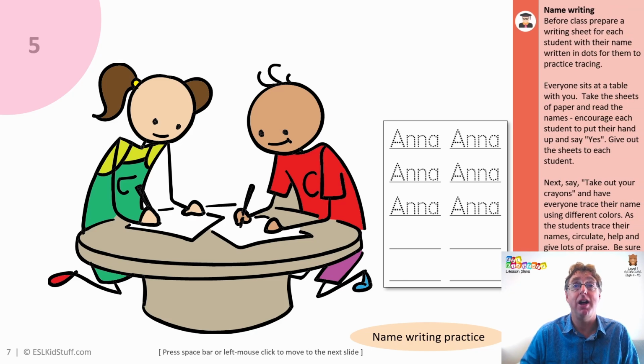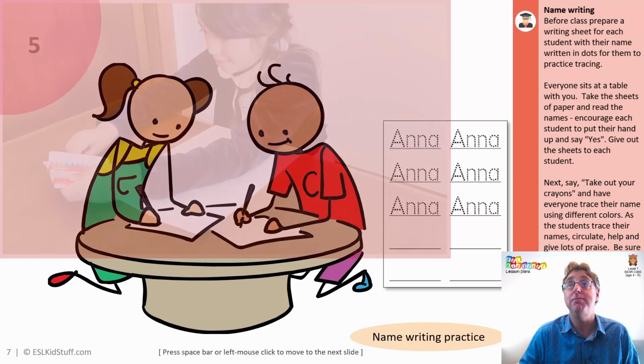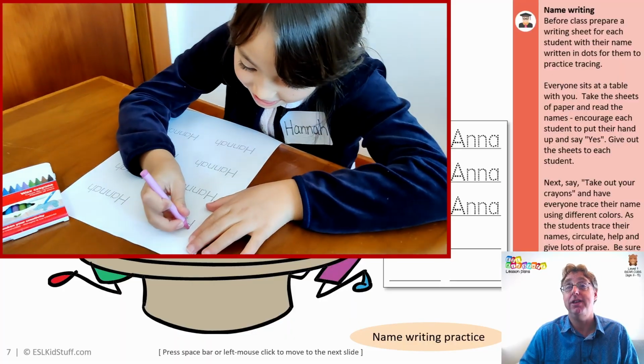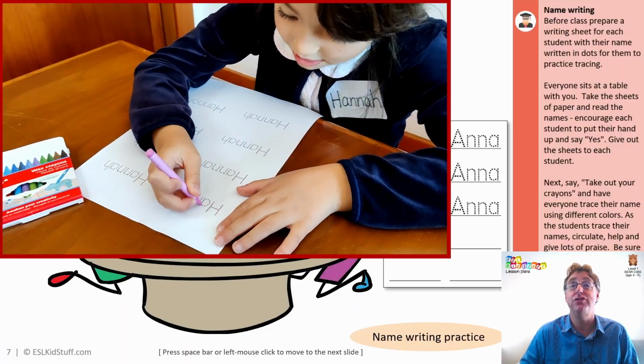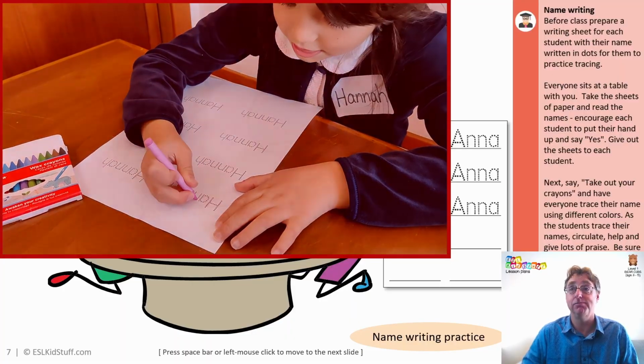And again, review from last class. We're doing the name writing practice. You'll need to prepare these sheets for each student, the dots, so they can trace their names on the sheets.